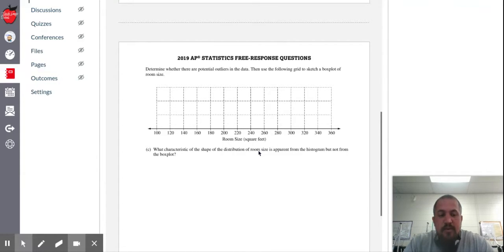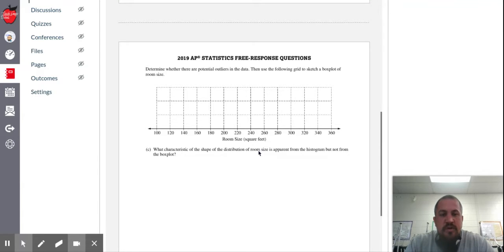You take that number and you'll add it to Q3. That would give you your upper fence, where if a number is bigger than that, it will be an outlier. You take that same number that you got from 1.5 times IQR, subtract it from Q1, and that would be your lower fence, and any number less than that would be an outlier.